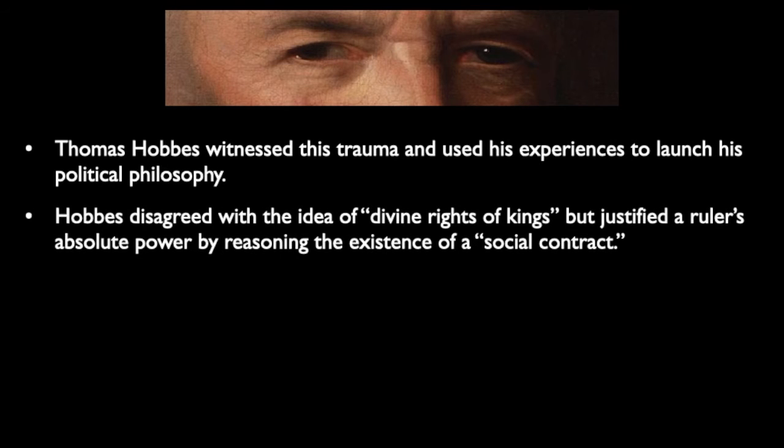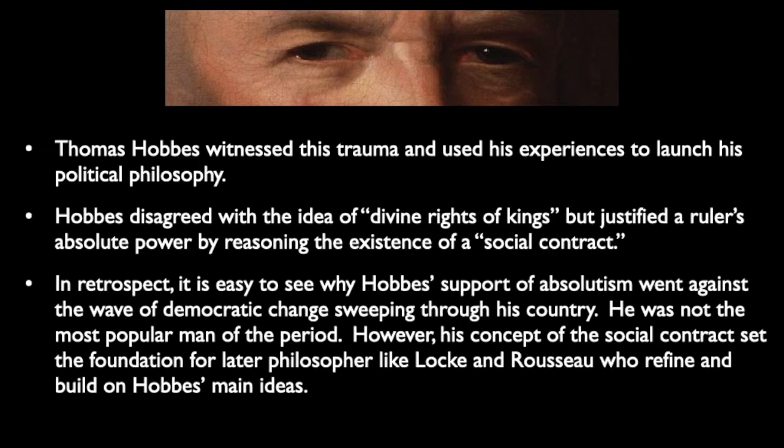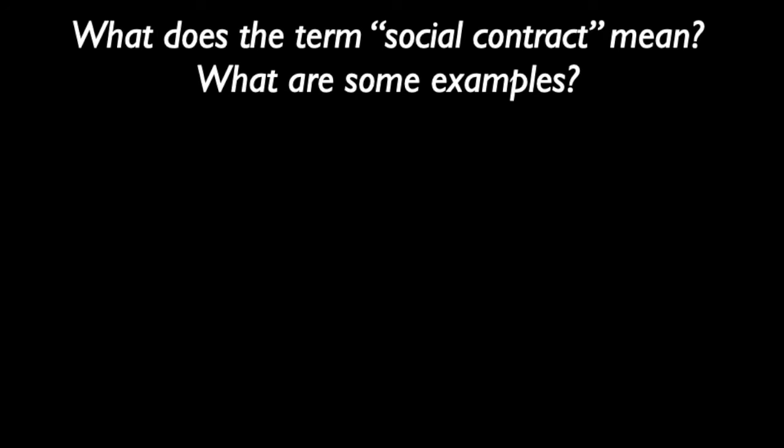Hobbes witnessed the trauma of the English Civil War, and his experience led him to launch his political philosophy. He disagreed with the idea of divine right of kings, but justified a ruler's absolute power by reasoning the existence of a social contract. It's easy to see why he would support absolutism when he had been swept up in the violence and turmoil of a civil war. His concept of the social contract set the foundation for later political philosophers.